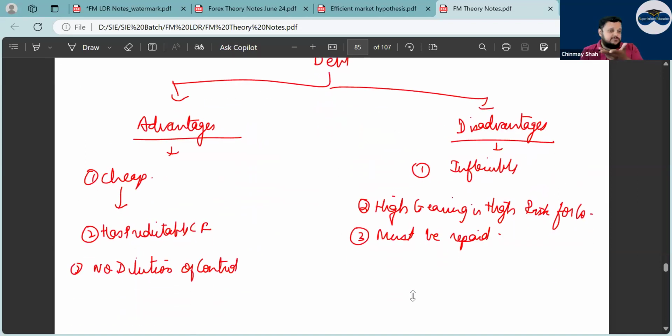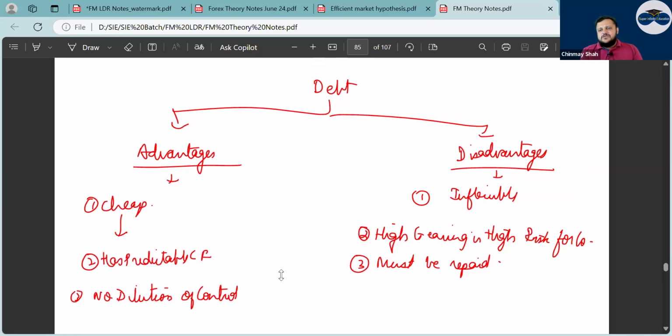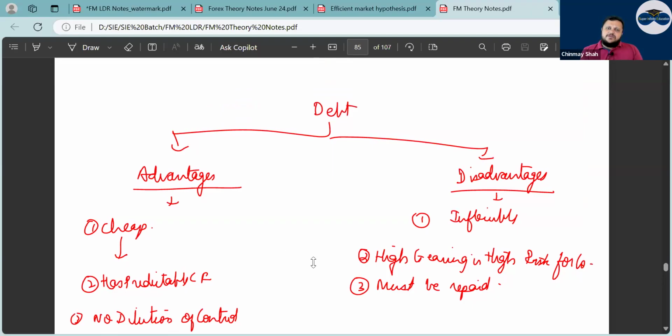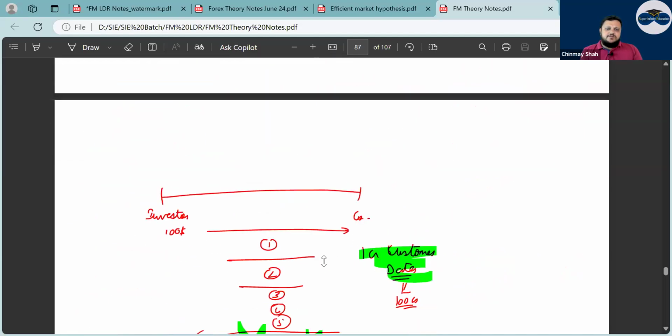This had come up in exam once. You don't know, it can still come up in exam. Advantage: it is cheaper and has predictable cash flows. You know how much interest is to be paid. No dilution of control because your equity shareholding will remain the same. Disadvantage: it is inflexible. Every time you have to pay the interest, correct? High gearing is high risk for the company. And obviously it should be paid off. Equity need not be paid off.